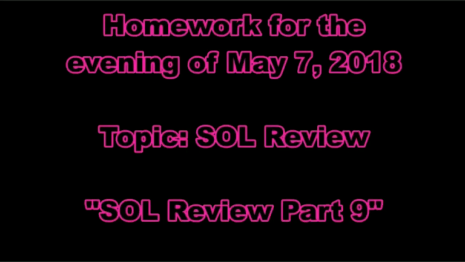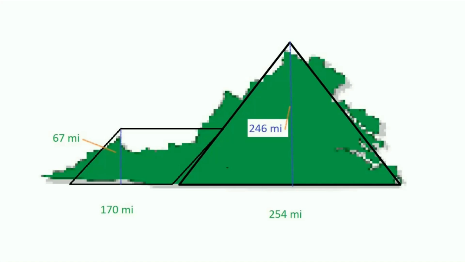Let's get started. Our very first question, and again I'm paraphrasing, uses a triangle and a parallelogram with the following dimensions, and I'm about to show you the image. What is the best estimate for the area of Virginia? This is the image given in the book, or a very close representation. The triangle on my right has a base of 254 miles and a height of 246 miles. On the left, the parallelogram has a height of 67 miles and a base of 170 miles.